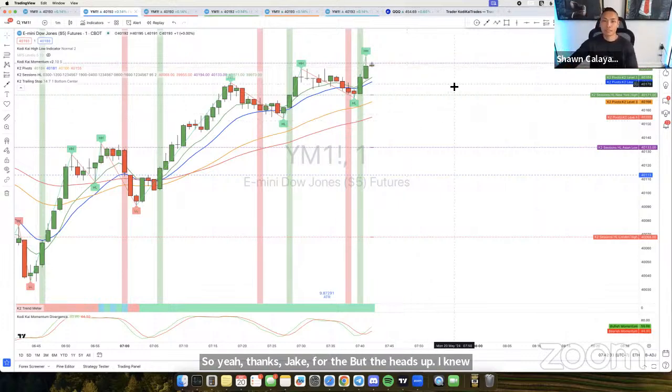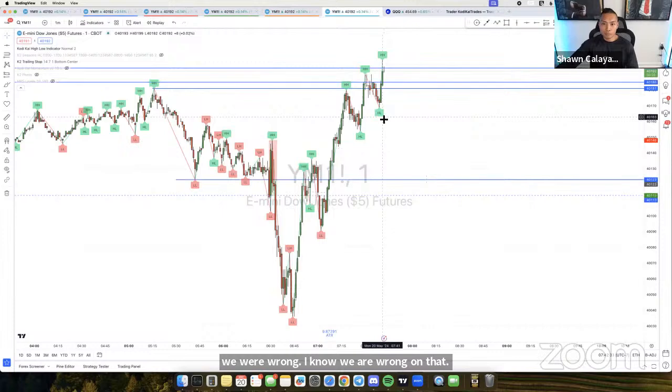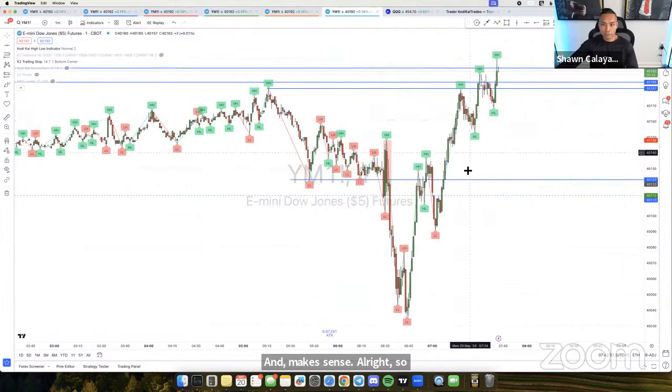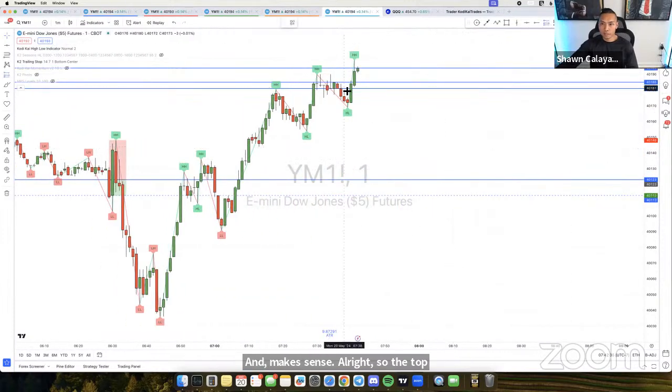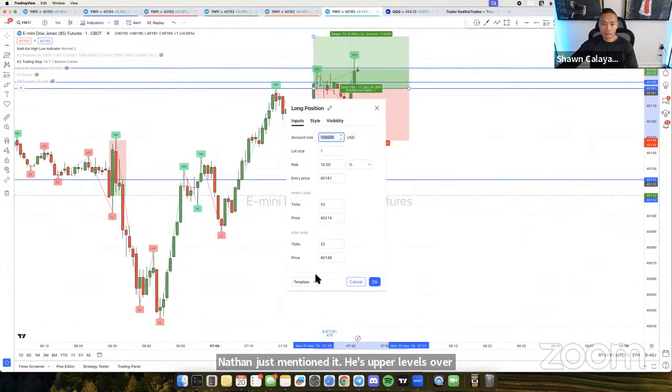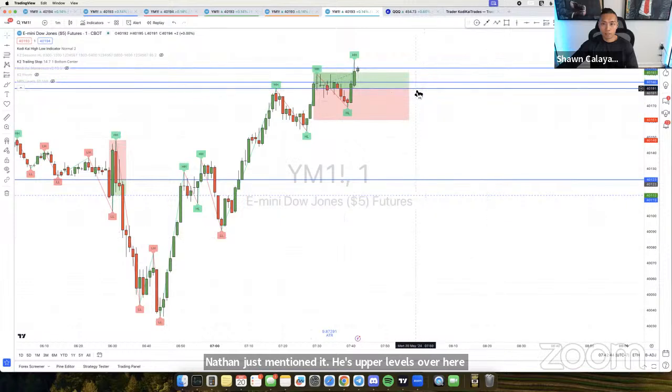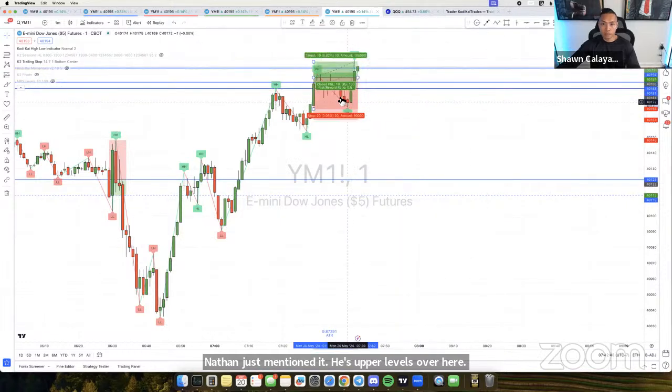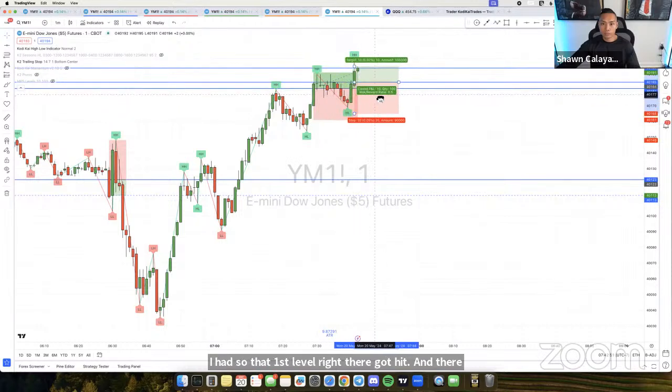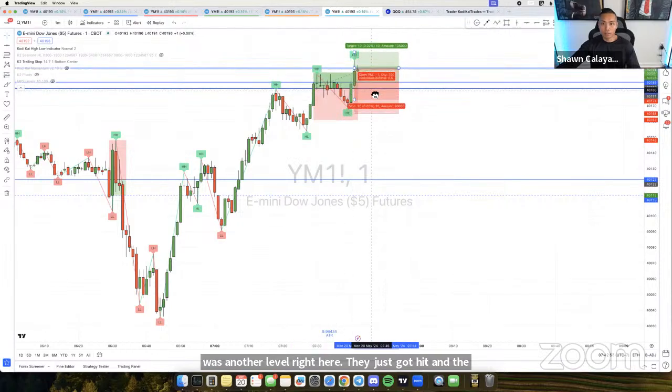All right, so the top level of liquidity over here, guys. I don't know if anybody caught these. Nathan just mentioned it: these upper levels over here got hit. That first level right there got hit, and there was another level right here that just got hit. And the third level is currently pending right now.